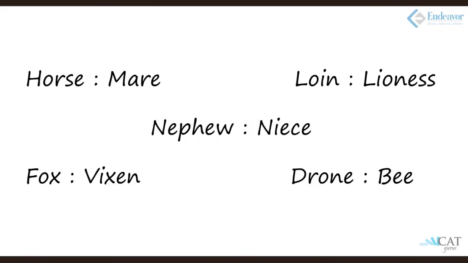The last variety that we'll see for today is masculine is to feminine. Simple ones: lion is to lioness, nephew is to niece, drone is to bee, horse is to mare. This gives an idea about broadly the 7 categories of analogies which are asked. A small recap: user or worker is to object, raw material is to product, scholar is to specialization, noun is to adjective, young is to old, masculine to feminine, one to many or part to a whole.